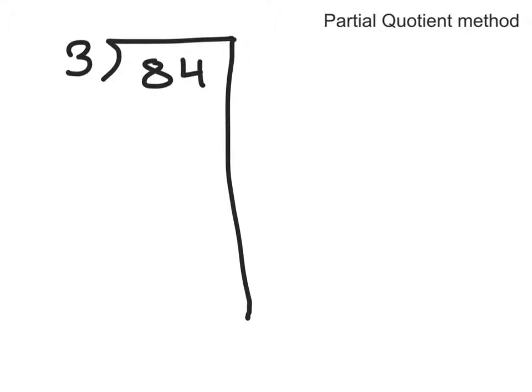3 times what number could I take out of 84 without going over? Now, since multiplying by tens is easy for me, I'm just going to start with 3 times 10. Now, I ask myself, 3 times 10 equals what? Well, that equals 30, and I write it right underneath the number I'm trying to divide up. Once I've done 3 times 10 equals 30, I simply subtract that amount from 84.